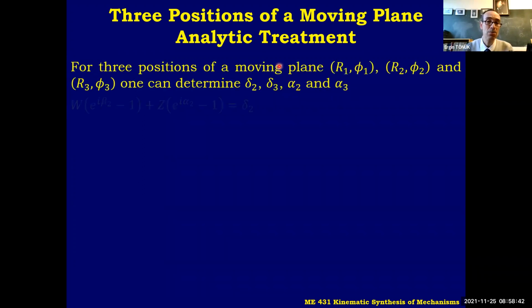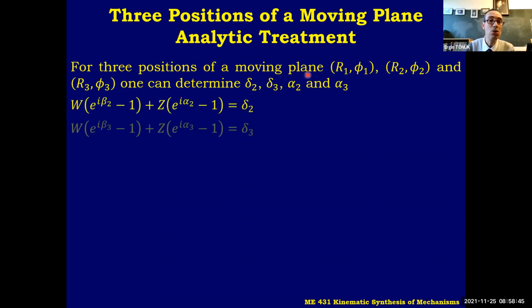The simplest problem is we have the three positions of a moving plane defined by the position vector of the representative point 1 and the angular orientation of the plane 1, R2, phi 2, and R3, phi 3. That is actually you define, if you like, the position vector of the origin of the moving plane in positions 1, 2, 3, and the angle between the x-axis of the moving coordinate system and the fixed x-axis 1, 2, 3.